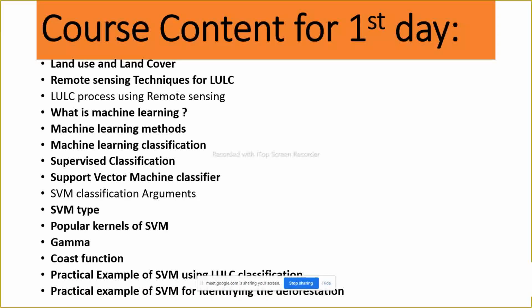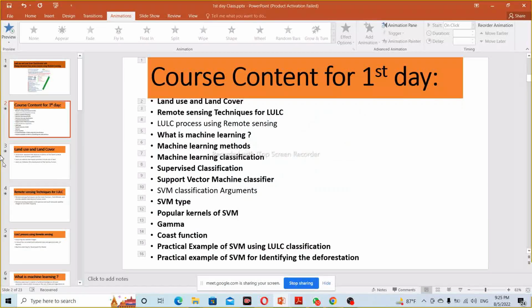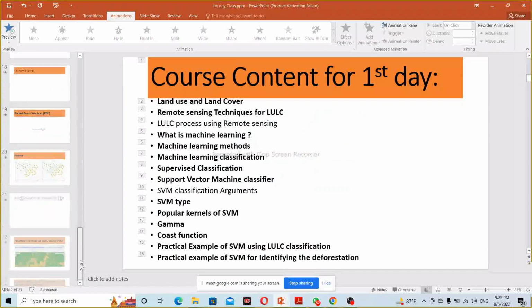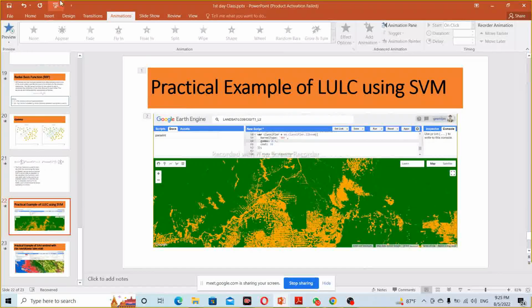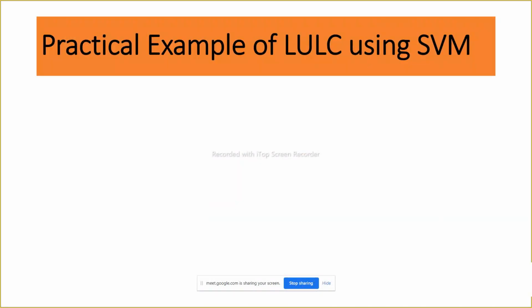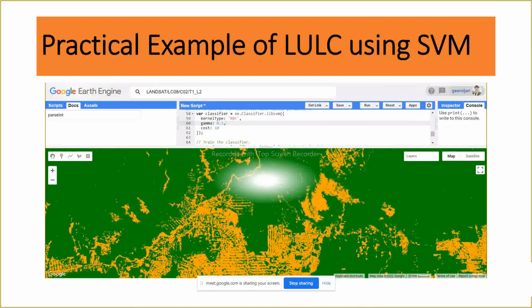So here you can see, finally we will discuss our live project like this. It is a practical example of LULC using the support vector machine, and we will try to identify the deforestation area. We use the support vector machine algorithm to find the deforestation area. We show the project work practically in the last part.